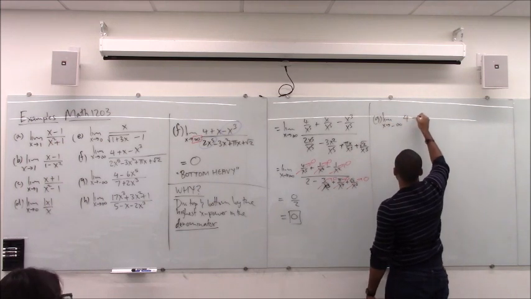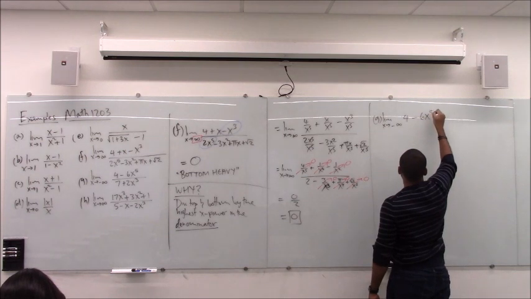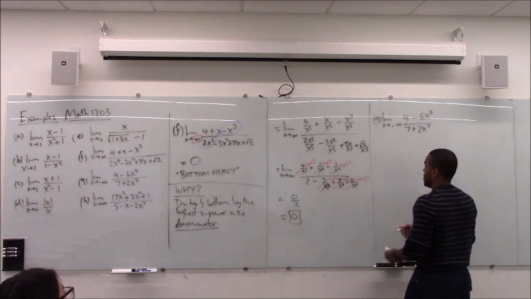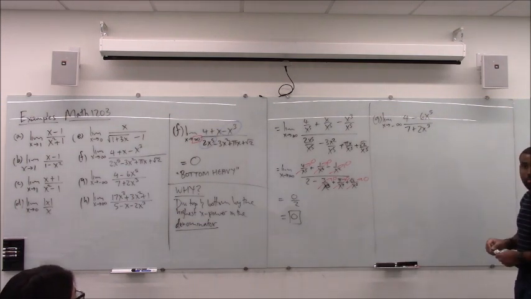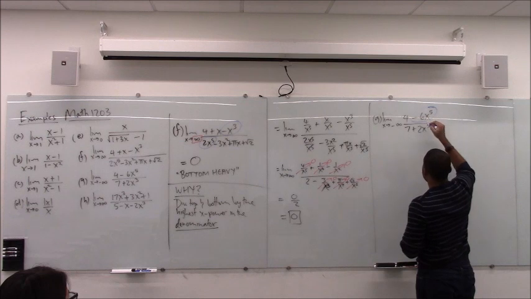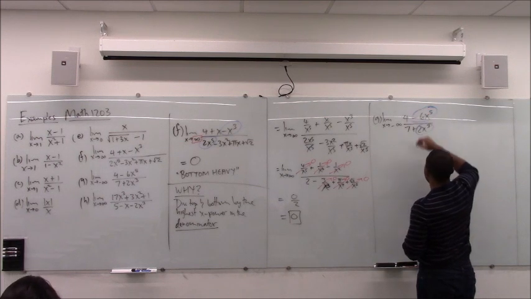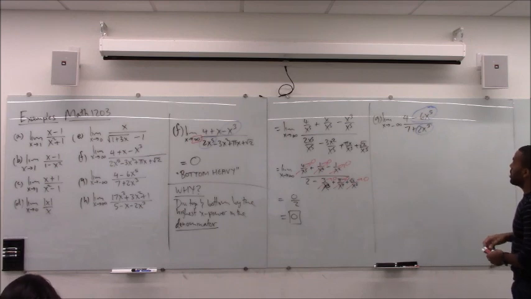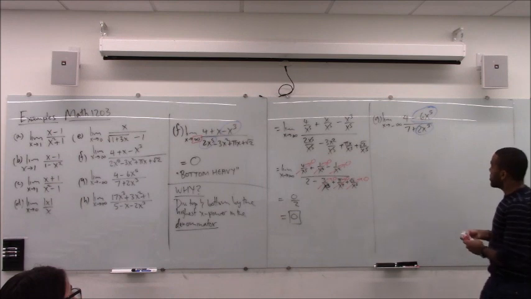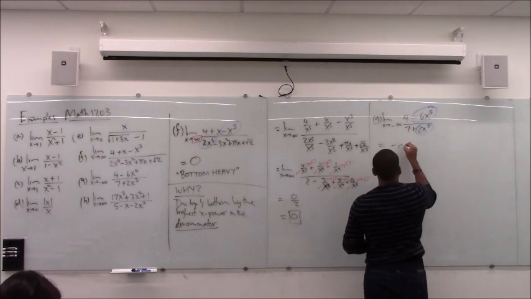Now, what about the second one? Is that one top heavy? Can you say that? It's top heavy. Okay, so knowing that it's top heavy, you identify the highest powers and the bigger one is on top. What does that actually tell you? What do you think the answer is? Negative infinity? It is negative infinity.